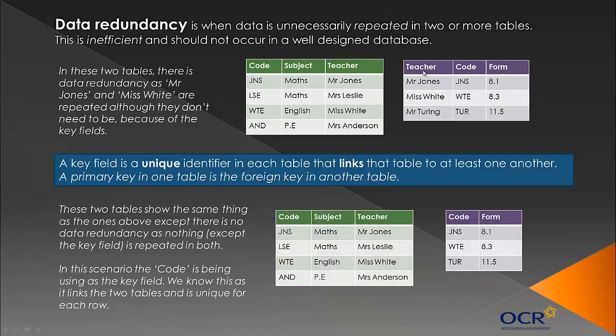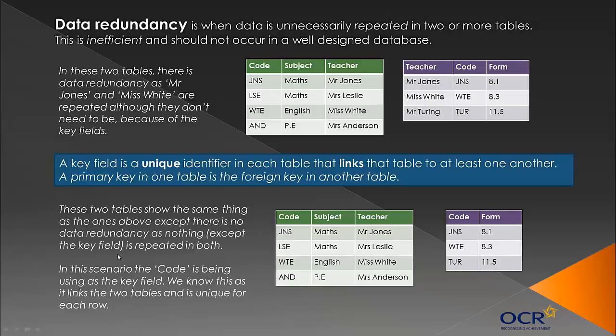This doesn't need to be repeated because we've already got it here. We don't need it again. It's sort of pointless to be there again. And so yeah, they show the same thing, except there's no data redundancy, there's no inefficient storage here, and nothing is repeated except the key field, but that's what links it together, that needs to be there for it to be a relational database.